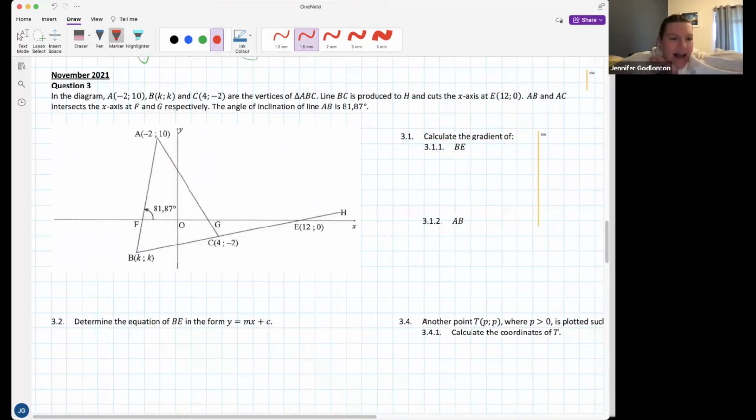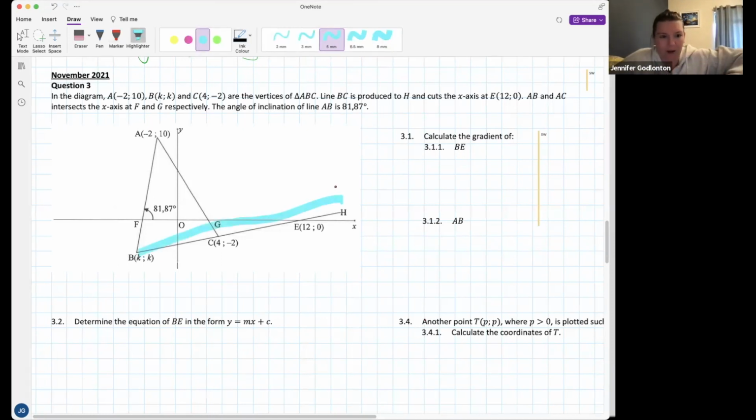Okay, in the diagram, we've been given points A, B, C, and E. We've been told we have a triangle ABC. Line BC is produced to H. Cool, so all that means is that this is one line. As soon as it says it's produced to H, it just means that BC is carrying on to H. It is one line.